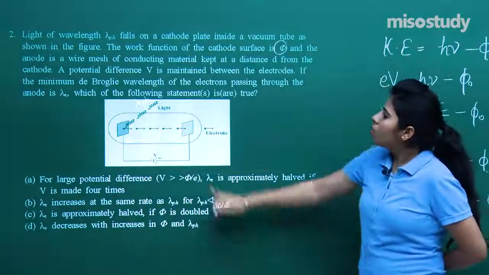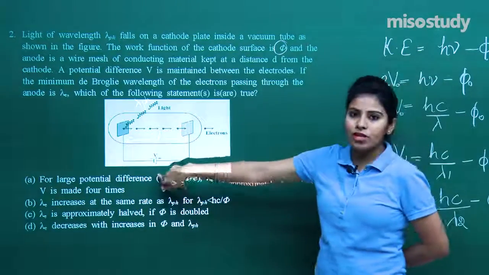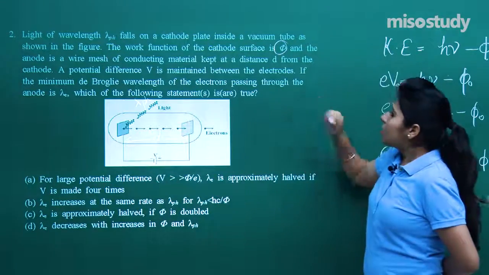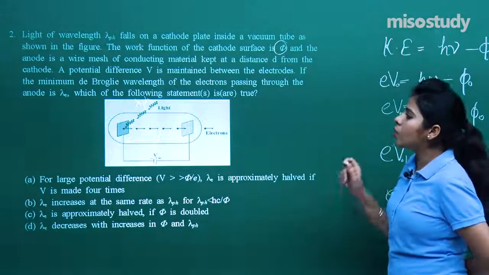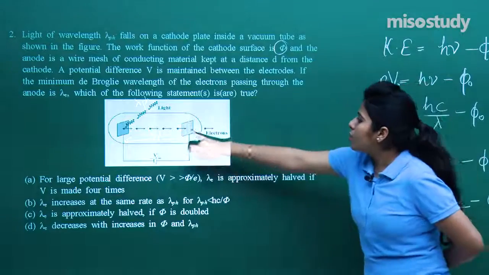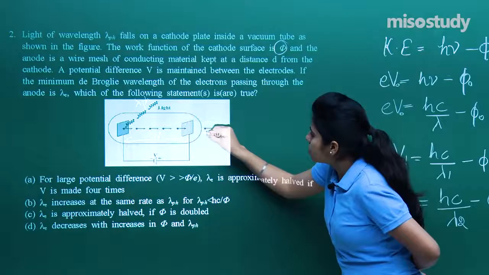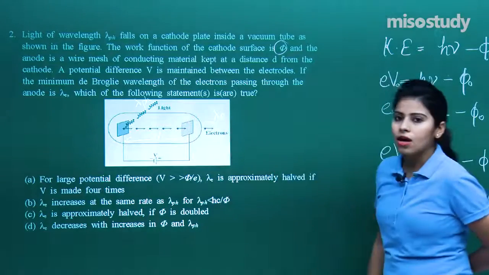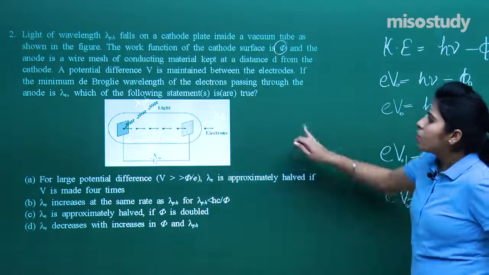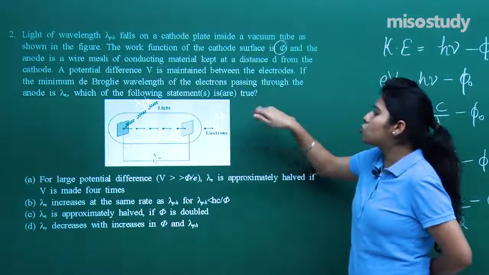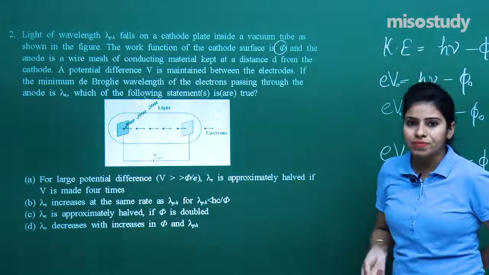Right. Now a potential difference V is maintained between the electrodes. You can see potential difference has been maintained. If the minimum de Broglie wavelength of the electrons passing through the anode is lambda E, that means this is lambda E according to the question. Now what we have to find in the question? Which of the following statements are true? We have to tell them.